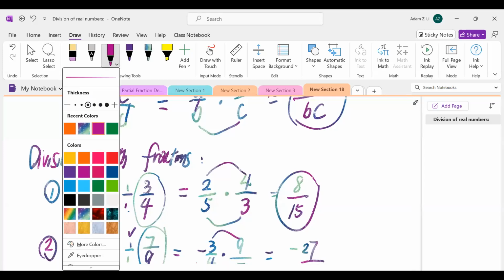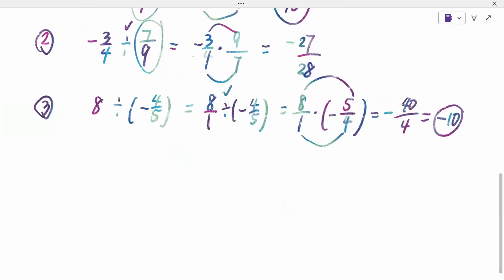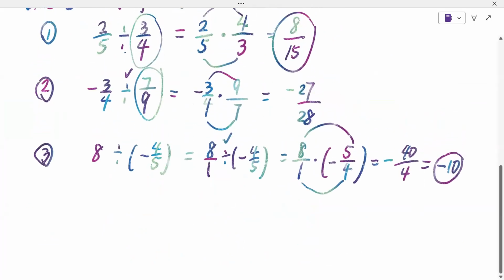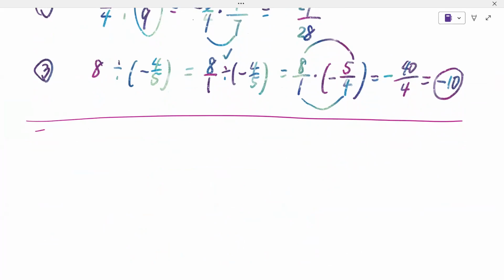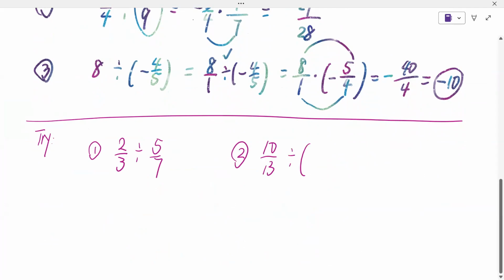Okay, so now let's let you guys practice a little bit. Let me give you some questions here. Okay, you guys try this. First one, 2/3 divided by 5/7. Second one, 1/13 divided by -5/4. Third one, minus a/9 divided by a/9. So try this really quickly.